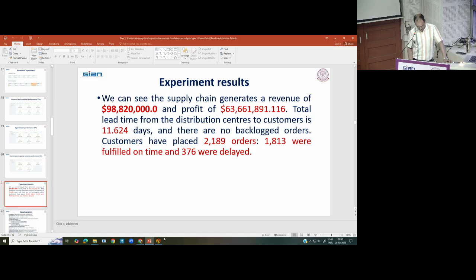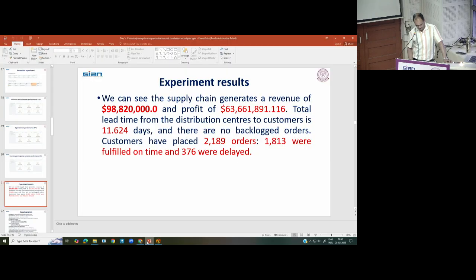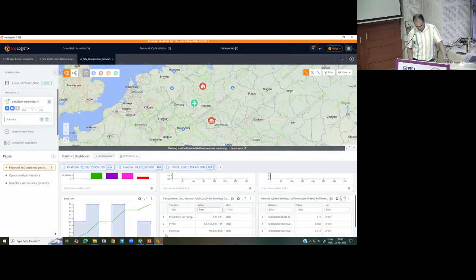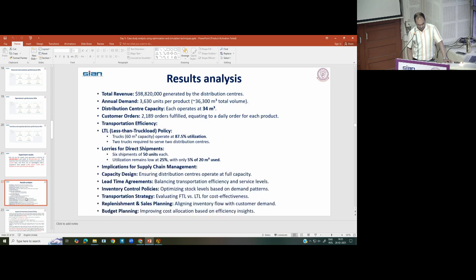Okay. So you can see here the profit revenue is 98 million. You can see that revenue here. Yes, 98 million. Can you see? This is the revenue, 98 million. Then your profit is 63 million. Lead time I have shown you 11 days, and there are no backlog orders customers have placed. 13 were fulfilled on time, and 376 were delayed. Okay. So now what is the next step?